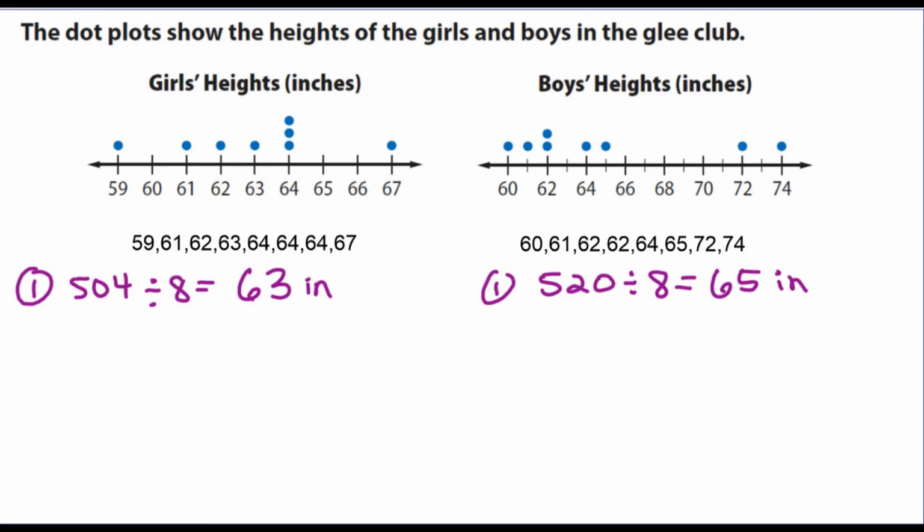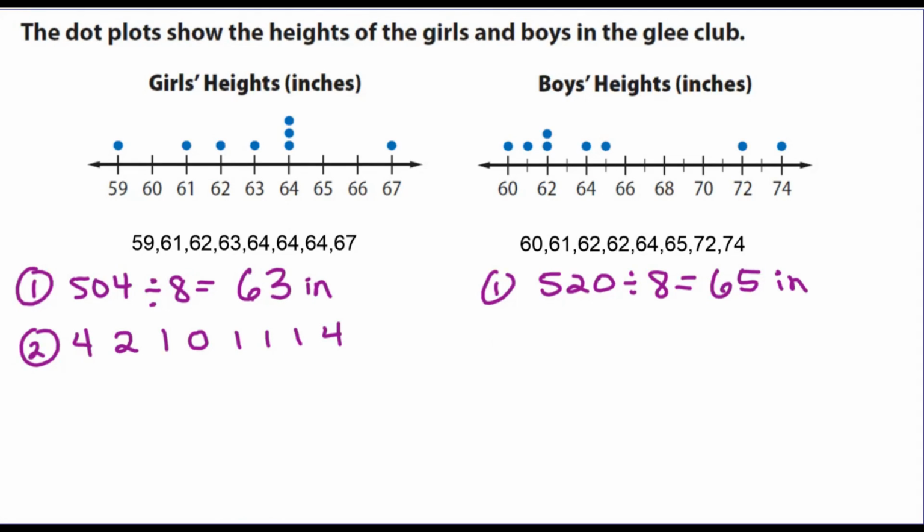Now we want to use that to find our mean absolute deviation. So I need to list how far away each girl's height is from the mean. I'm just going to go right down the line here for all 8 heights. The first height for the girls, 59 inches, is 4 inches from the mean. 61 is 2 inches from the mean. 62 is 1 inch from the mean. 63 is the mean, so that's 0. 64, 64, and 64 are all 1 inch away from the mean. And the tallest girl, 67, is 4 inches above the mean.